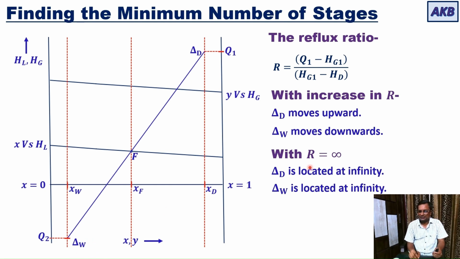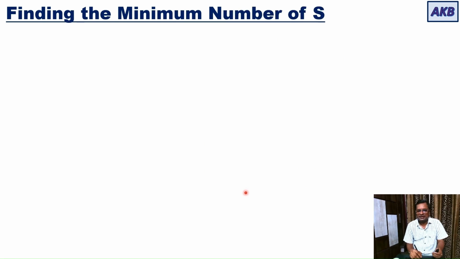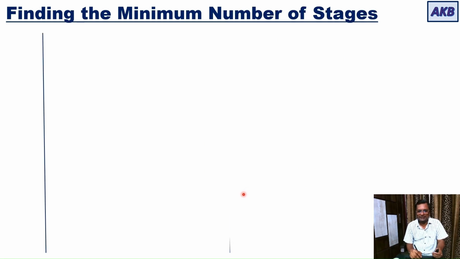So that is the concept. When the reflux ratio is infinite, that is true when the column is operating under total reflux. Okay, so let us learn how to get the minimum number of stages.